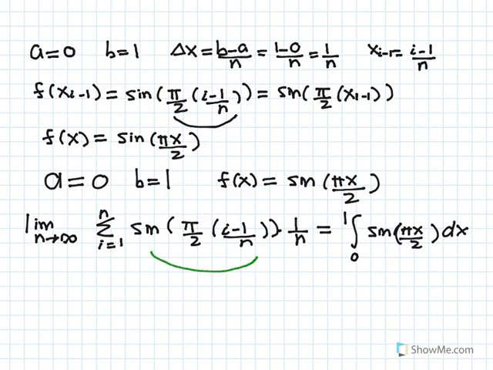So this part here is f of x_{i-1} for the Riemann sum. This is delta x. This is f of x for a definite integral, and this is dx. We've turned the Riemann sum into a definite integral. So now let's look at the second part of the question, where we want to change it into the integral from 0 to pi over 2 of f of x dx.